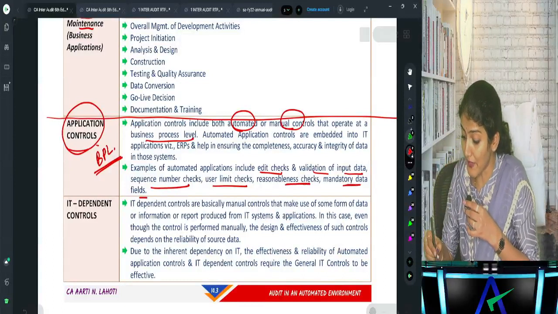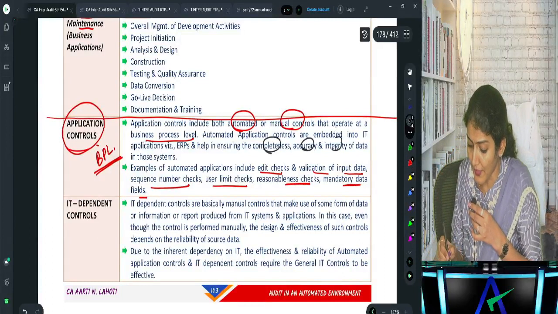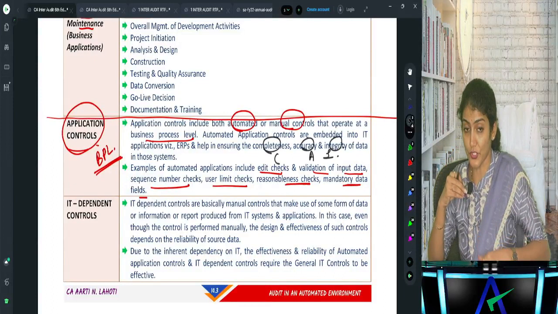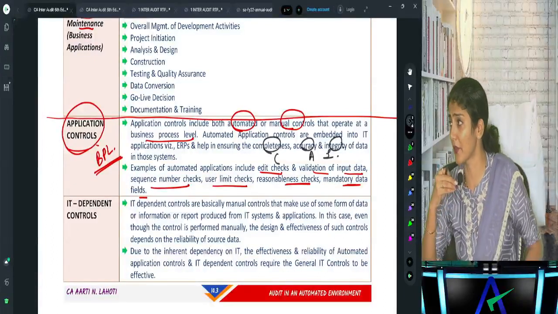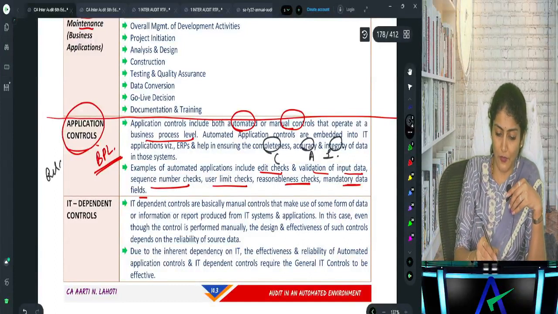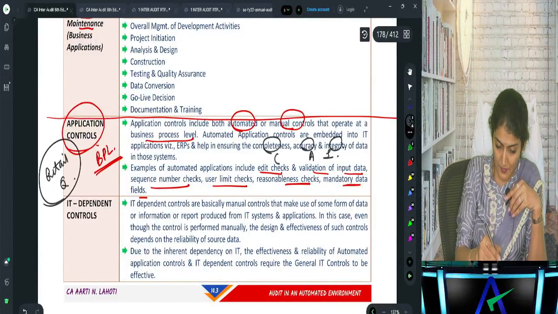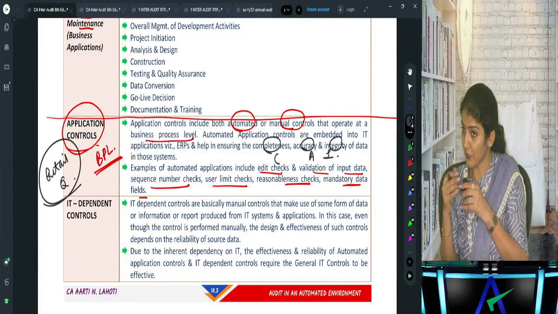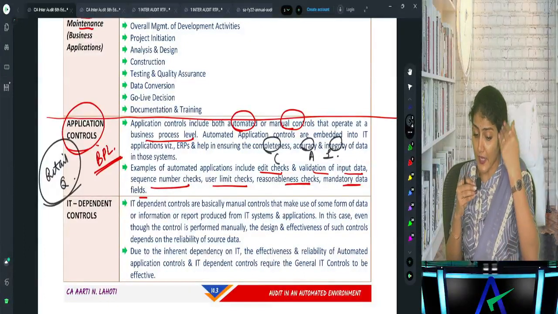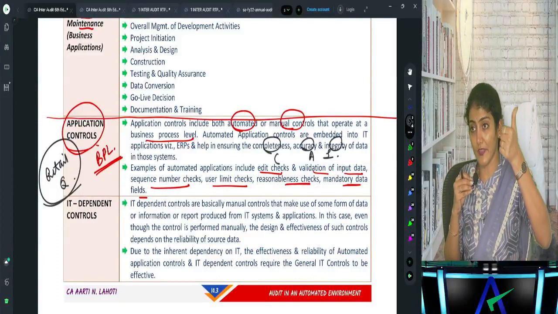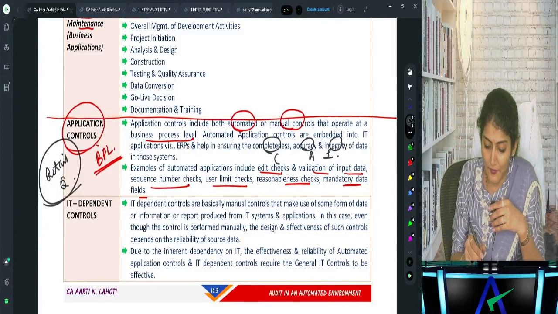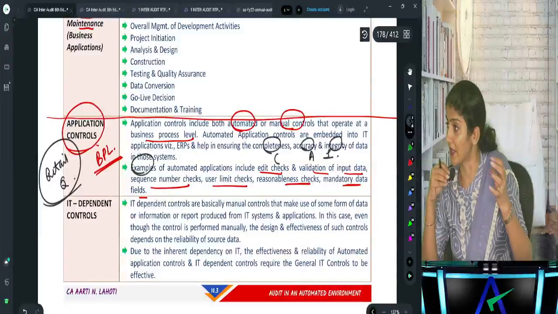And what do automated application controls ensure? They ensure the completeness, accuracy, and the integrity of the data. I think so. This can also come as a question in your exams. Application control could be automated, it could be manual. Then automated application controls are embedded into the IT application and they help in CAI, completeness, accuracy, and the integrity. And then you have the examples of the automated application control.